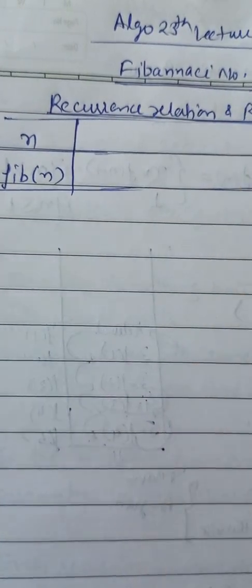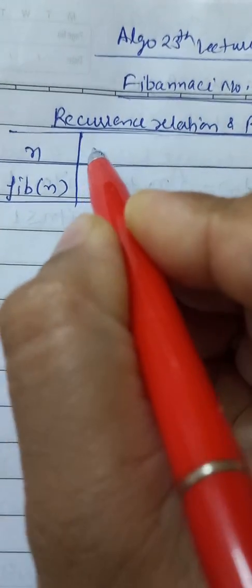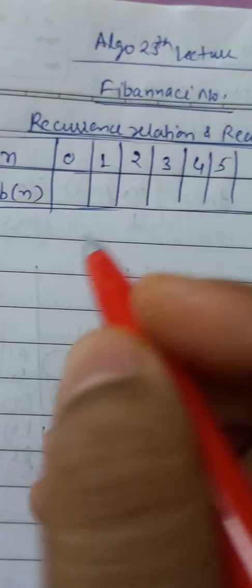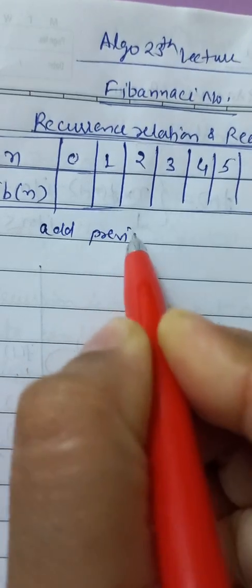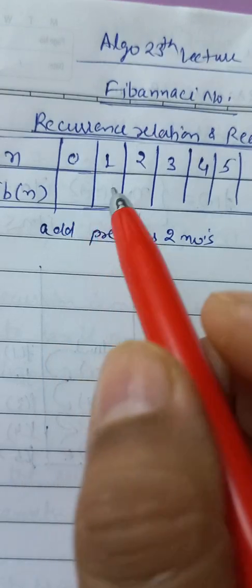Fibonacci number. How to write a recurrence relation and recursive program for Fibonacci number. So how Fibonacci series works: first we take n values 0, 1, 2, 3, 4, 5 like this, and we need to add the previous two numbers to generate the Fibonacci series.